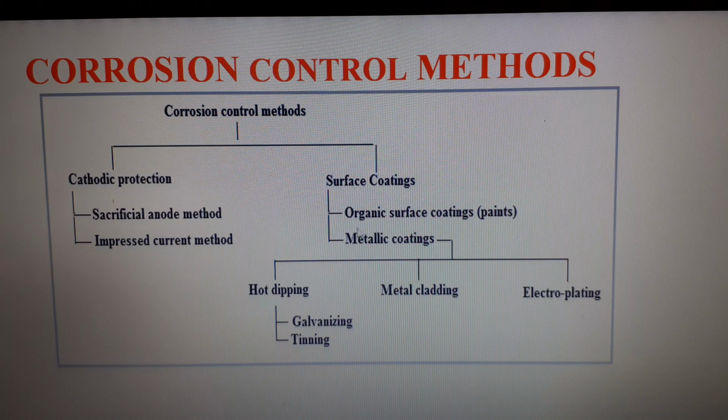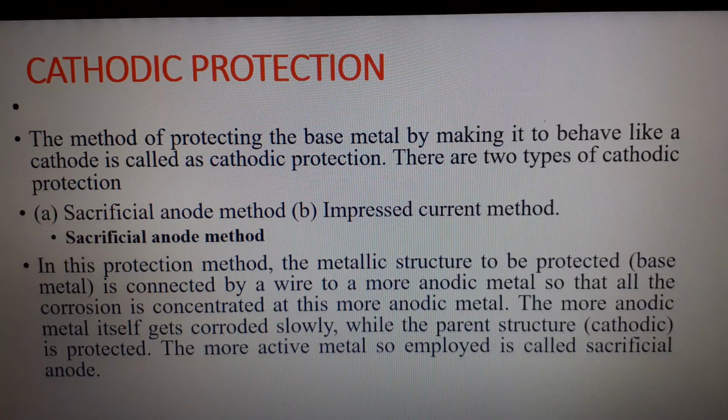We will concentrate only on the metallic coatings, in which we will be discussing only one type of metallic coating, that is hot dipping, in which we will be studying what galvanizing and tinning are. Since metal cladding and electroplating are not in your syllabus, we are not going into details of these two coatings. So let's start with the corrosion control methods. Now, what is cathodic protection?